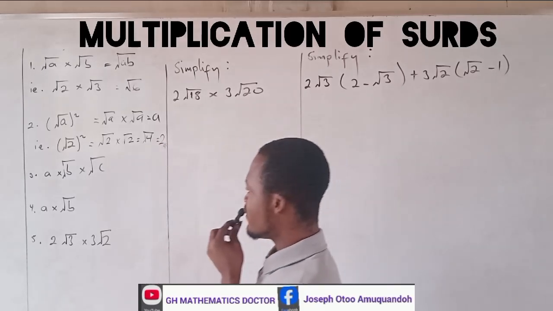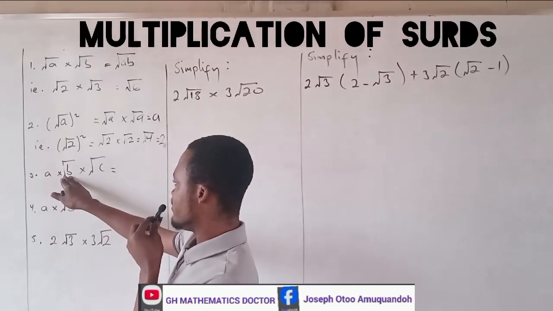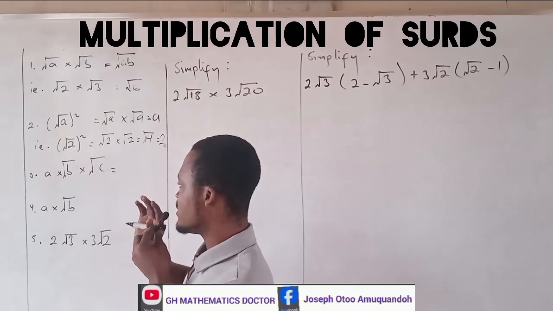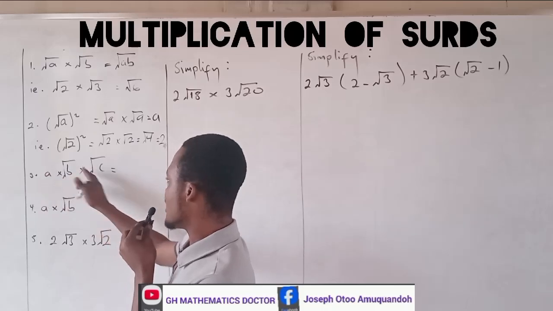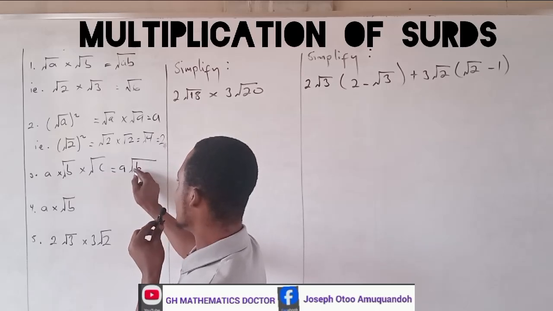All right, over here too we have another principle. Here, a is the coefficient of root b, and the coefficient of root c is 1. So we need to multiply the coefficients first. So a times 1, and that will give you a. Root b times root c will give you root bc.